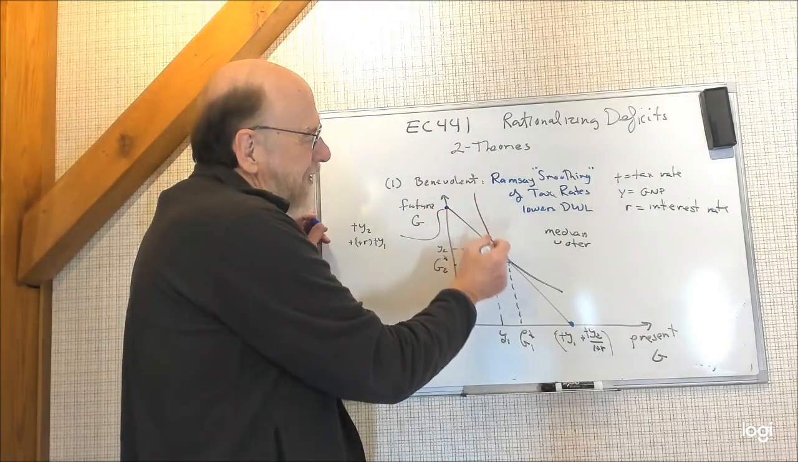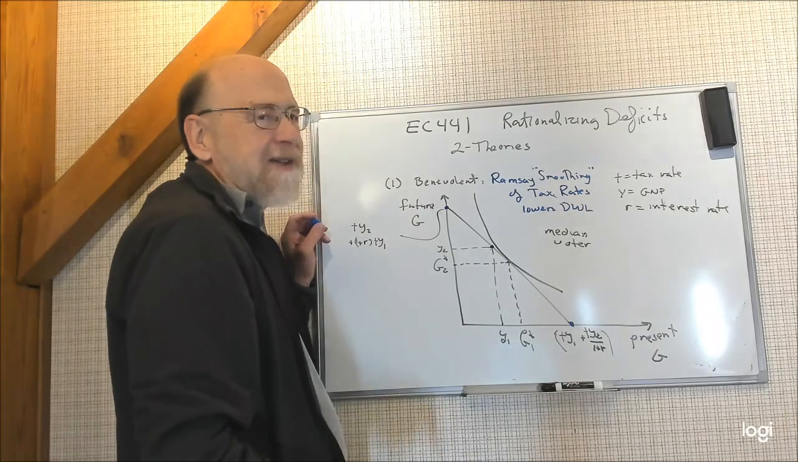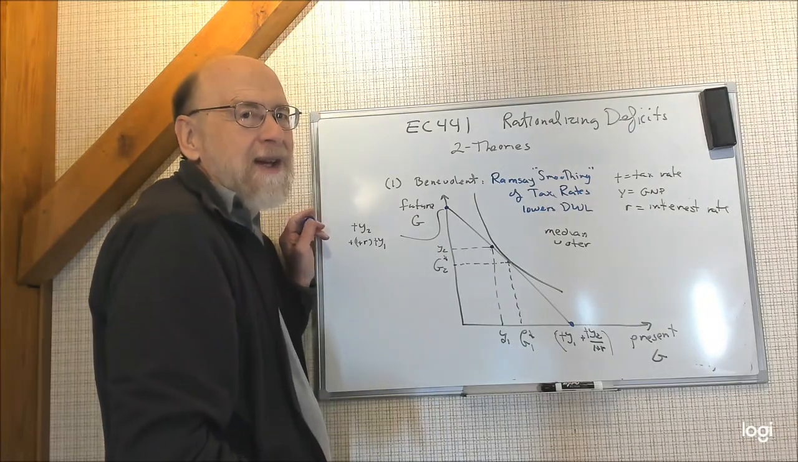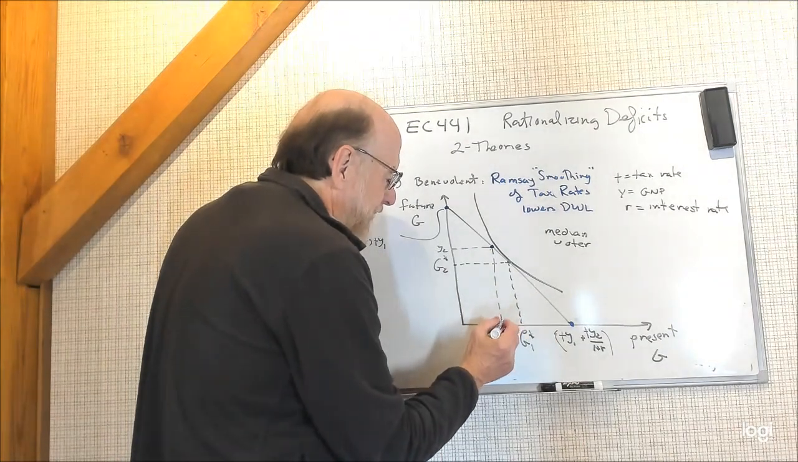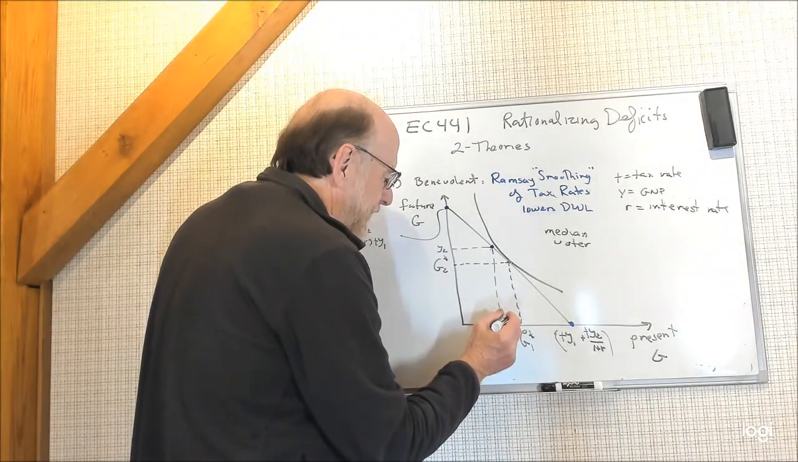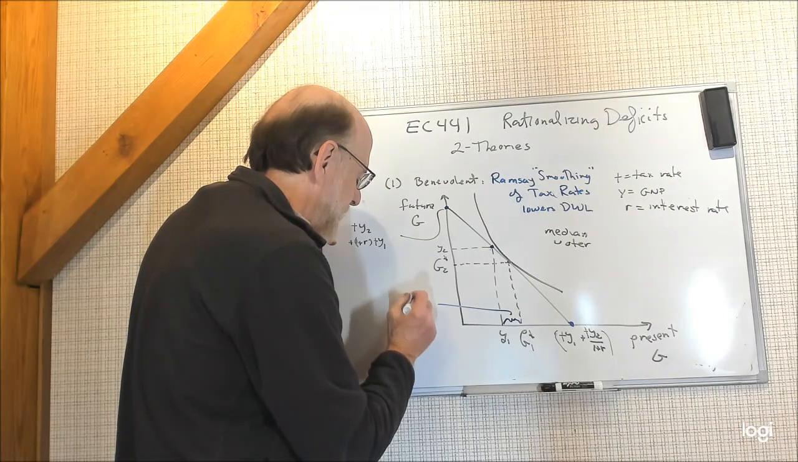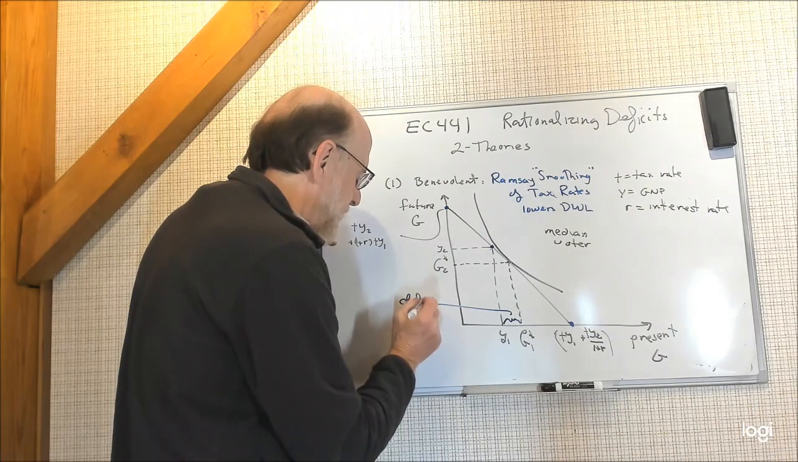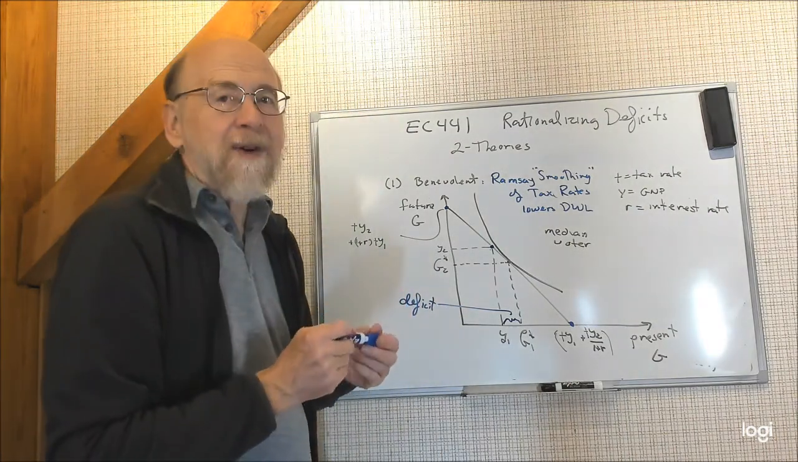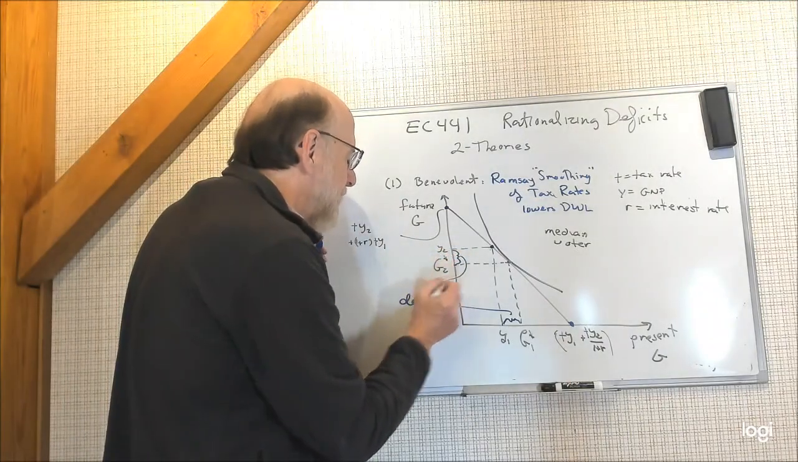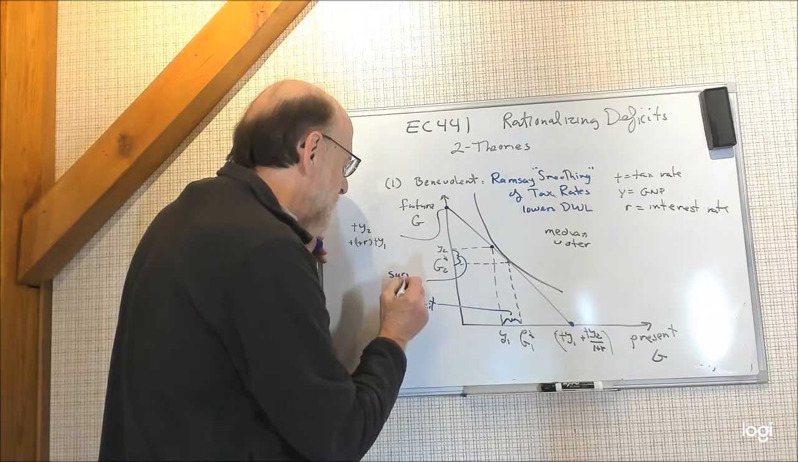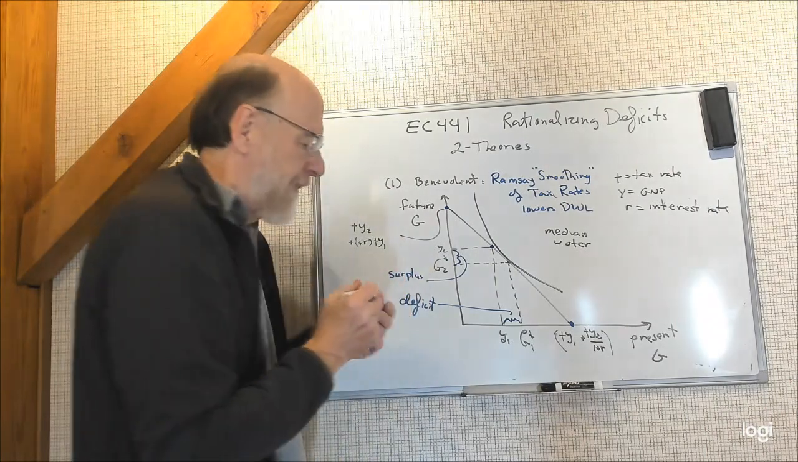This indifference curve here is the combination that maximizes utility, and it involves a deficit in the first period and a surplus in the second period.